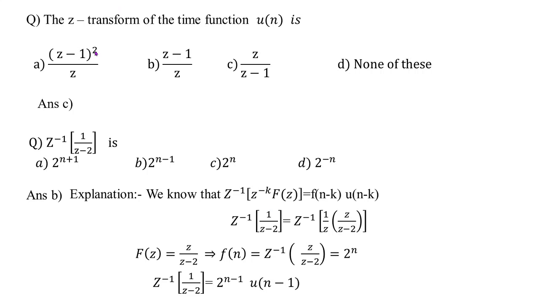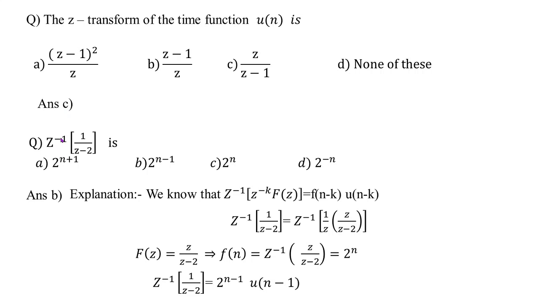Now let us have the next question, that is, Z transform of the time function u of n is. In order to get the answer, one should remember a simple relation. What is that? Z transform of the unit step function is the same as Z transform of 1. So you just have to remember the formula of Z transform of 1, that is Z upon Z minus 1. In order to confuse the candidates, such options will also be given. But if you remember the formula correctly, definitely you will be able to choose the correct option, right? So option C is the correct one.